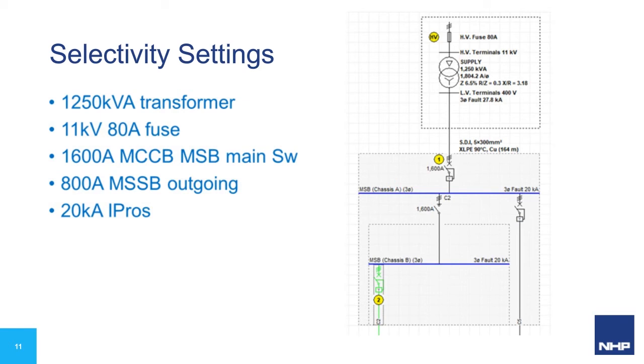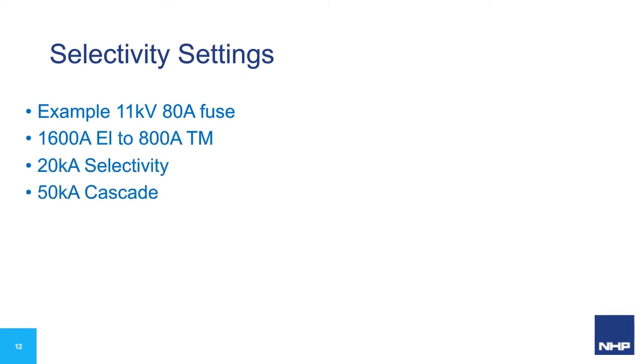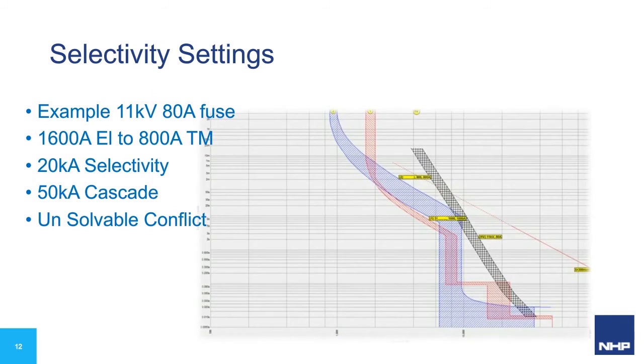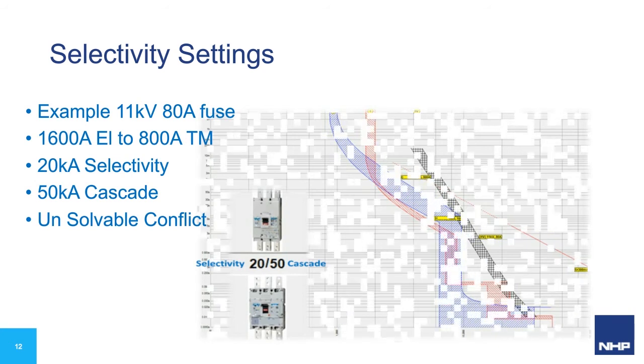So here's our application. In the black is the 11 kV fuse upstream of the transformer. The red curve is the 1600 amp electronic MCCB, and the blue curve is the 800 amp thermal magnetic MCCB. Even though our selectivity tables show us 20 kA selectivity between the two devices, the 800 amp thermal magnetic cannot be adjusted far enough back to avoid a conflict in the time current area.